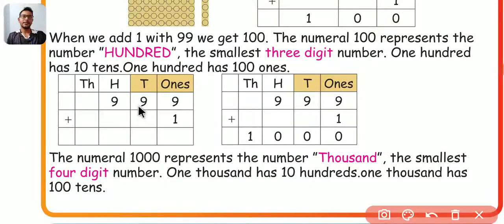So here 999. So 9 is in which place? Ones place. This 9 is in which place? Tens place. T means tens. This 9 is in which place? Hundreds place. H, hundreds means H. What about this? TH means thousands.